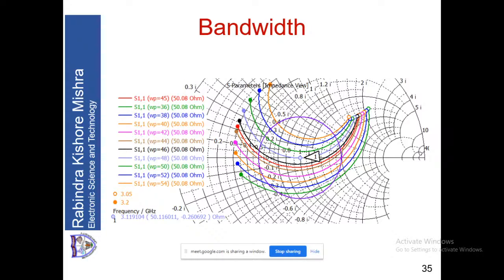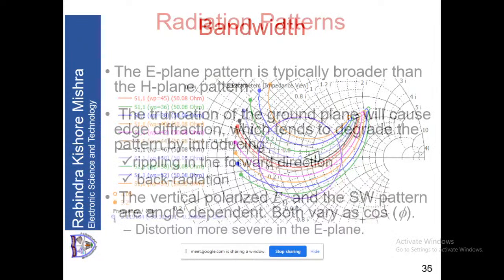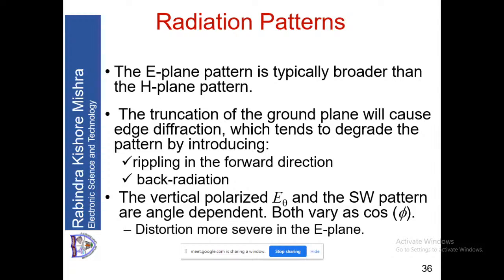Then we'll discuss the radiation pattern that we had already seen. We had found expressions for the radiation pattern, and we have seen pictorially the radiation. Let us have a discussion. Now, if you remember those pictures, I'll show you the next slide. Repeat those pictures. The E-plane pattern is typically broader than the H-plane pattern. That we'll see in the next slide.